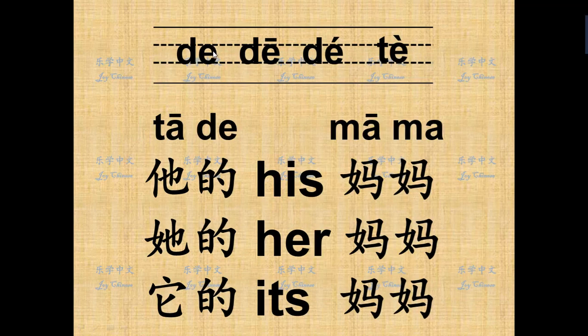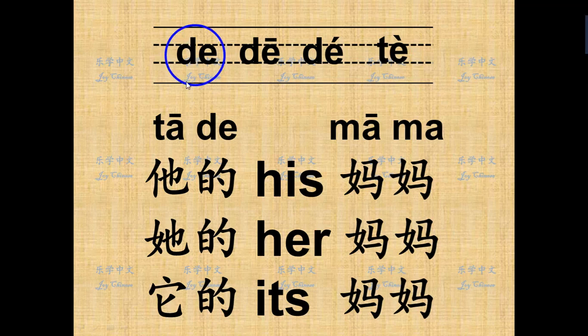Next I will explain the combination of d and e. Here I present a light tone, de, and first and second tones, but not third and fourth, because there are no common characters for those pronunciations. The last one is a combination of t and e, fourth tone, te. Again, there's no common character for the other tones, so I put only te to let you know this is the only common pronunciation for this combination.